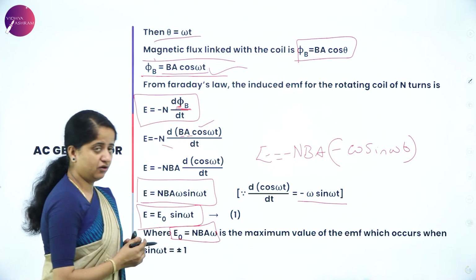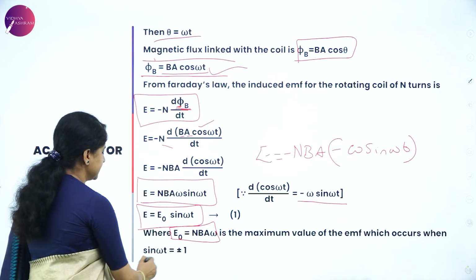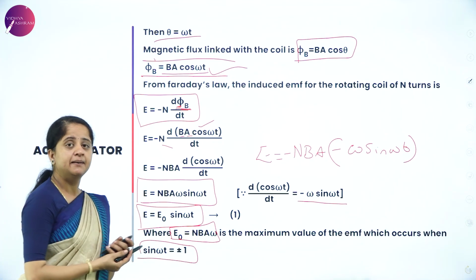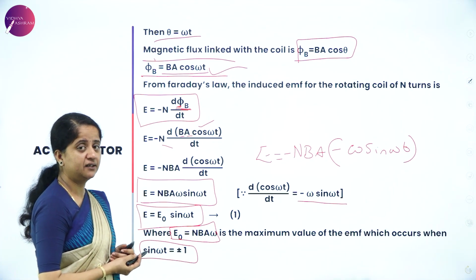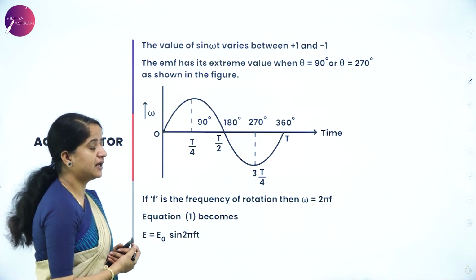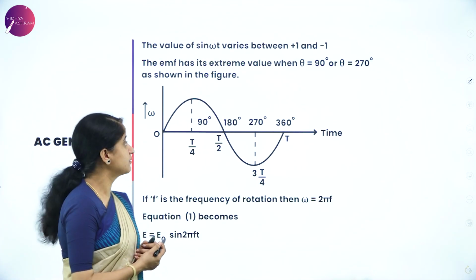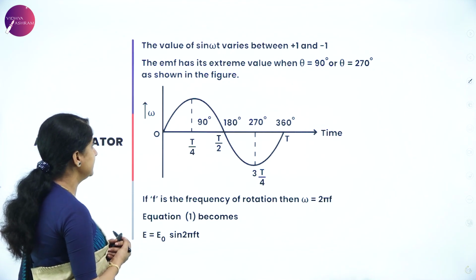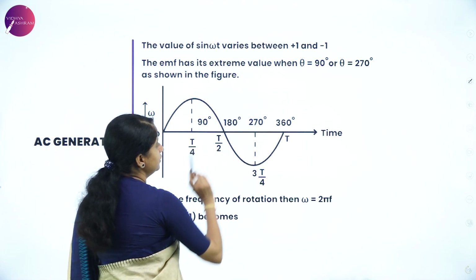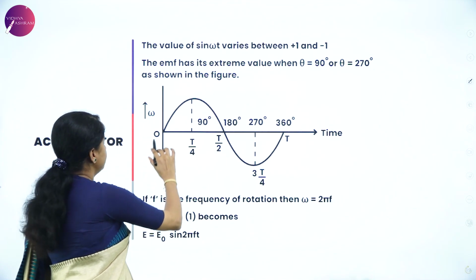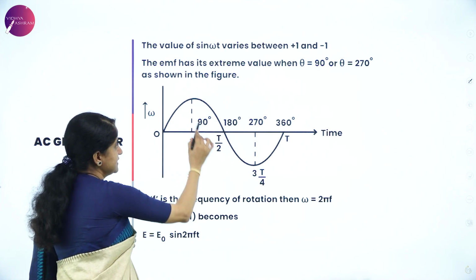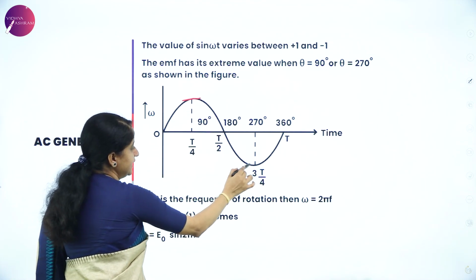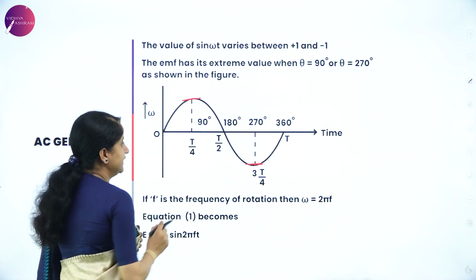The maximum value of EMF occurs when sin omega t is plus or minus 1. When do we get sin omega t as plus or minus 1? At the angles 90 degrees and 270 degrees. So you can represent the EMF as having its extreme values at 90 degrees and 270 degrees like this.